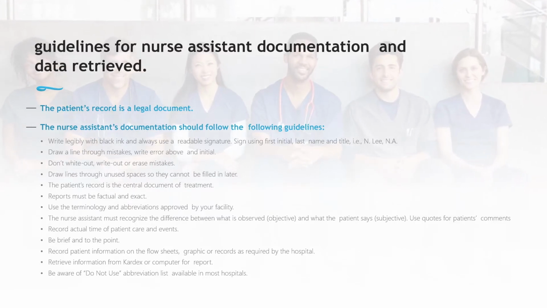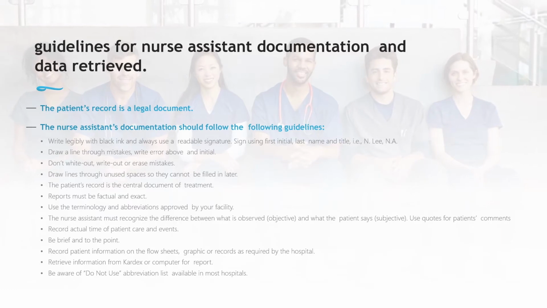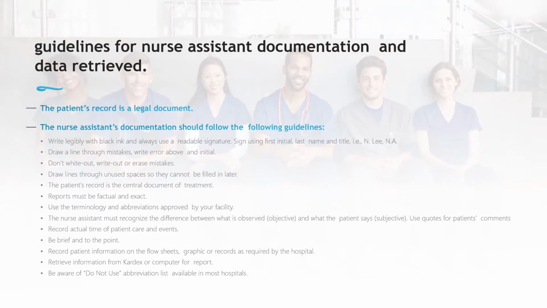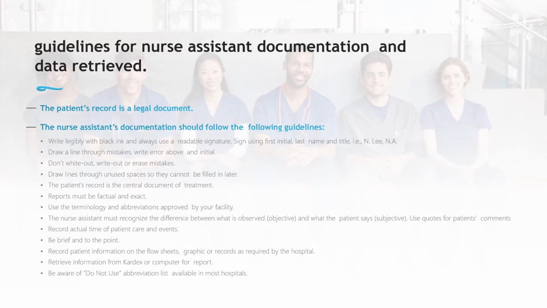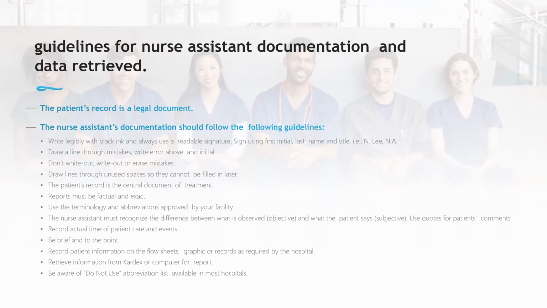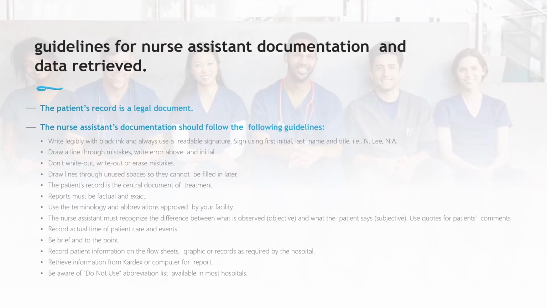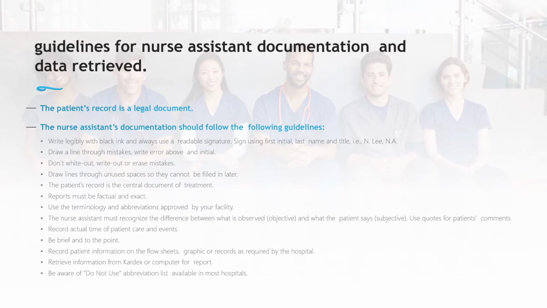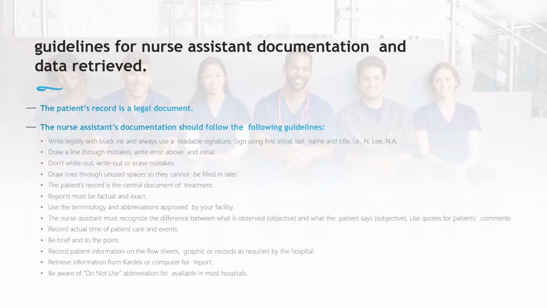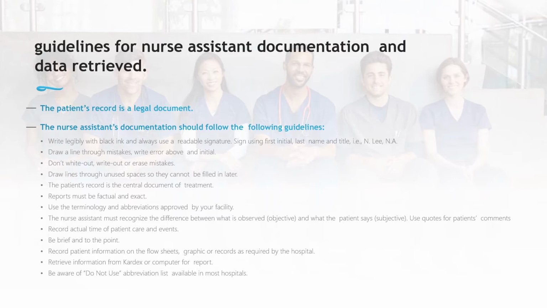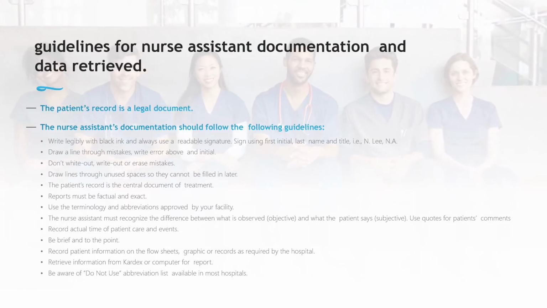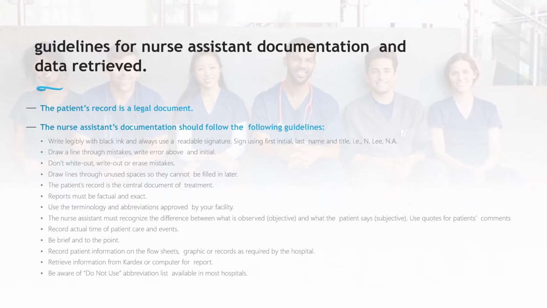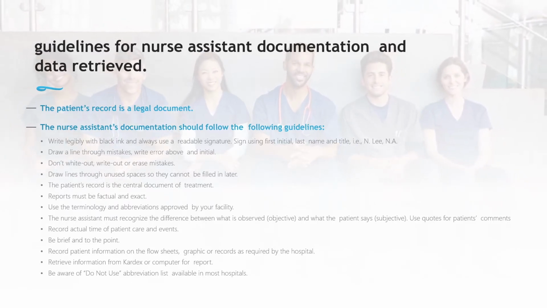The nurse assistant must recognize the difference between what is observed, objective, and what the patient says, subjective. Use quotes for patient's comments. Record actual time of patient care and events. Be brief and to the point. Record patient information on the flow sheets, graphic, or records as required by the hospital. Retrieve information from Cardex or computer for report. Be aware of Do Not Use abbreviation list available in most hospitals.